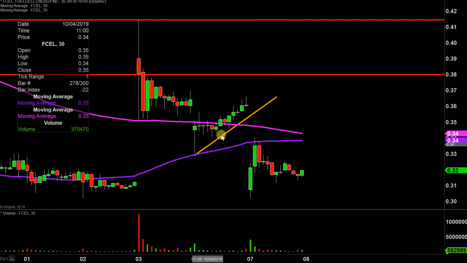Not only did this trend line get broken, but the other level that I talked about on Friday, the purple line there, the 50 period, also got broken. So I mean, a very bearish day.